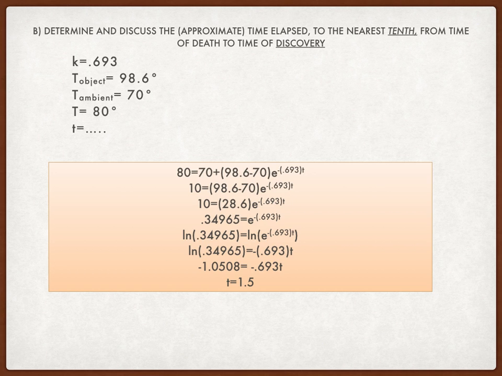So we're going to take that k for the next step and determine and discuss the approximate time elapsed, to the nearest tenth, from time of death to time of discovery. Since we found in the earlier step that k equals 0.693, the temperature of the object at some given time is 98.6 degrees, T sub ambient is 70 degrees, and 80 degrees is the temperature of the body.